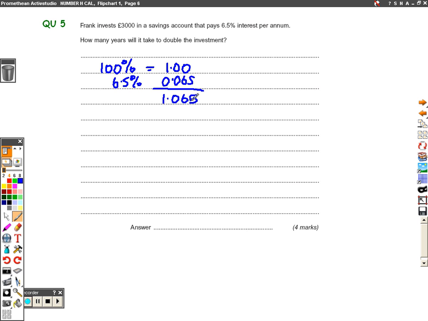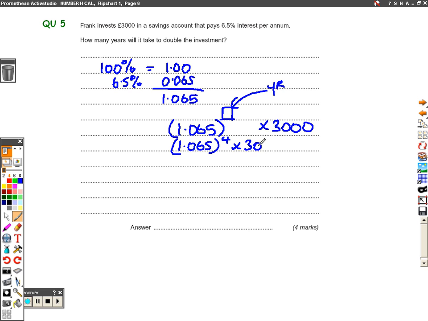Now, remember to do compound interest. You can do 1.065 to the power of the number of years times your 3,000, rather than having to work out your interest and add it on, then find 6.5% of the new amount and add it on, because you could be here a long time with this question. So I tried 1.065 to the power of 4 times 3,000. That only gave me 3,859.399.